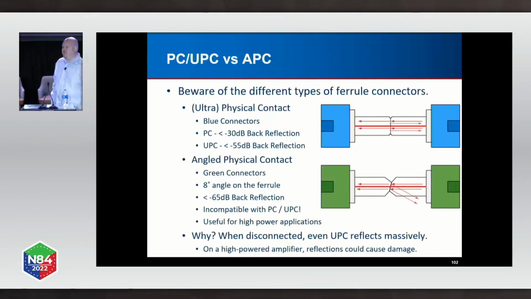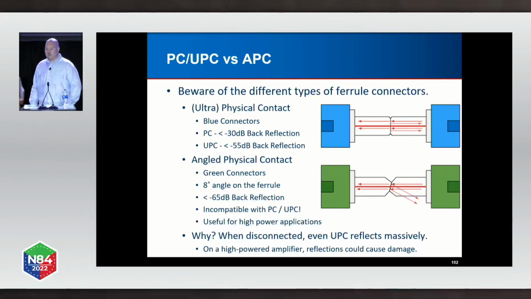The polish connector. So when you look at something, it says LC, and then it'll have a slash PC, UPC, APC, something like that. What that's telling you is the polish of the connector, the interface. So PC and UPC, which actually stands for physical contact, not polish connector, which everyone thinks it does. UPC is just designed to have very low reflections. And then you have something called APC, angled physical contact, that is designed for even lower reflections.